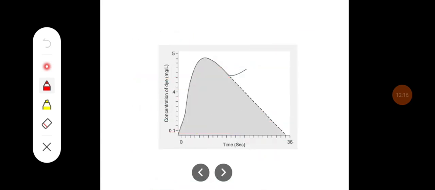This diagram shows the concentration of the dye against time. The concentration of the dye is gradually going to increase, and at another point it starts increasing again because of recirculation. Then the time required for one cycle is calculated by extrapolating the descending limb, which gives the time required for one cycle, and the area under this curve is utilized for the measurement of the average concentration of the dye in each circulation.